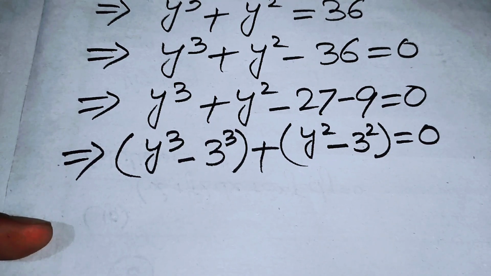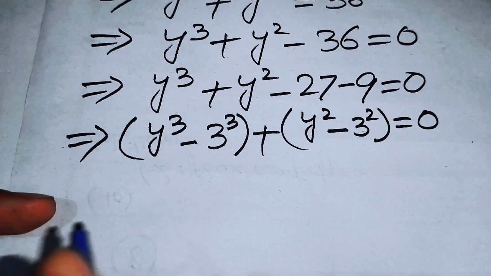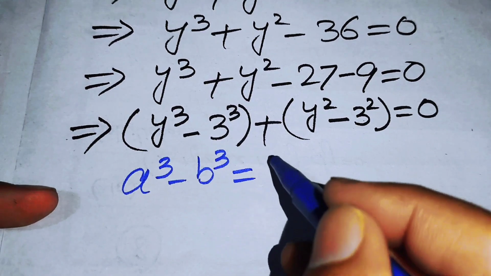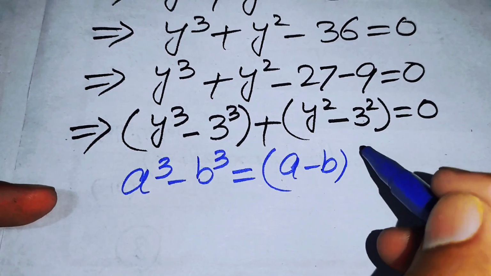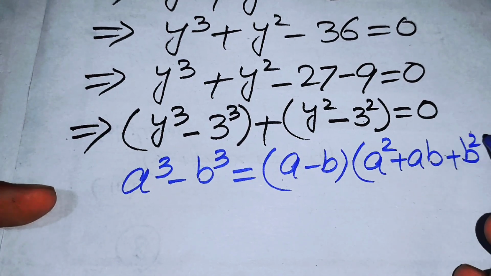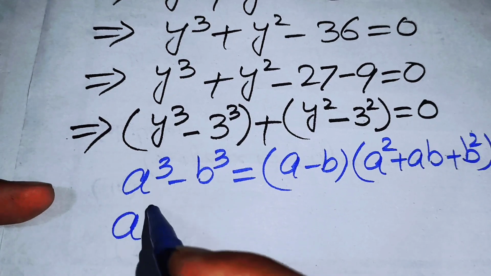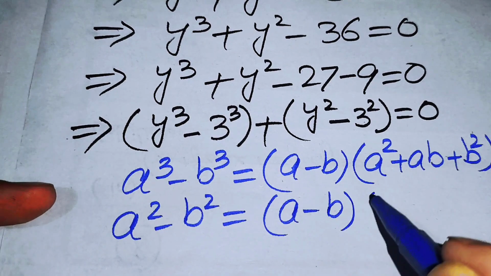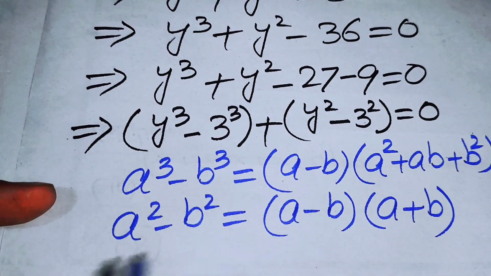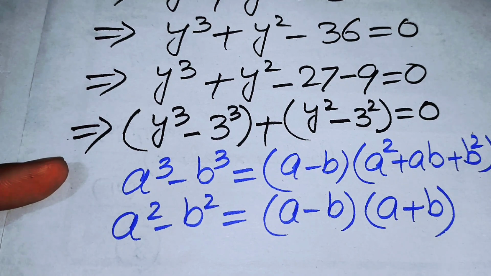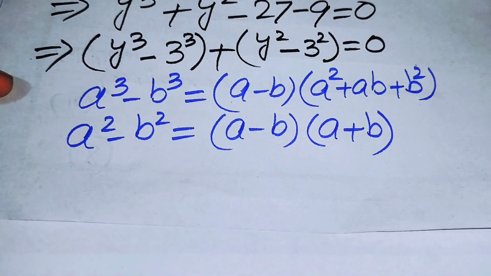And now we will apply the nice square and cubic formulas, and you know that if we have a cubed minus b cubed, it is equal to a minus b times of a square plus ab plus b square. Similarly, you have the square formula, which is a square minus b square, it is equal to a minus b times of a plus b. So here we need to apply these two formulas.